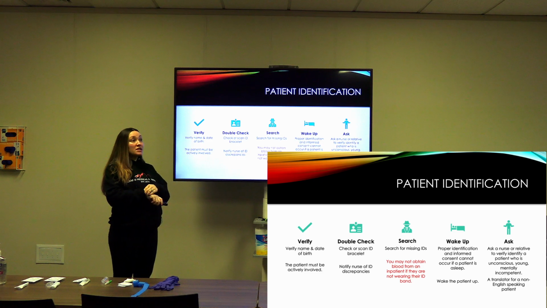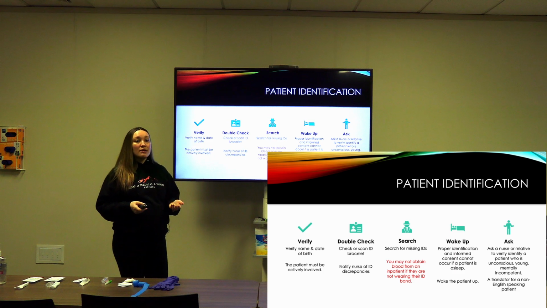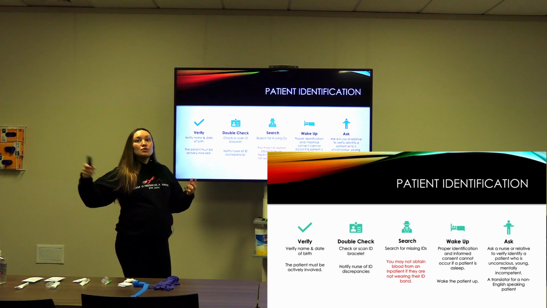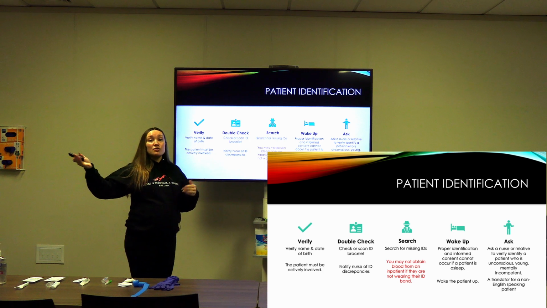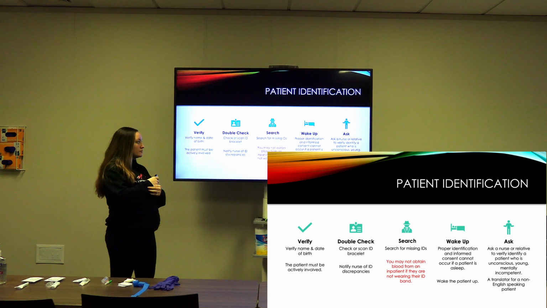If it's not on the patient, you've got to let the nurse know, hey, this patient doesn't have an ID band on their wrist. I can't take the blood until they have an ID band. You'll go do other blood draws and have the nurse let you know when that ID band is on the patient. You can come back and take their blood then.